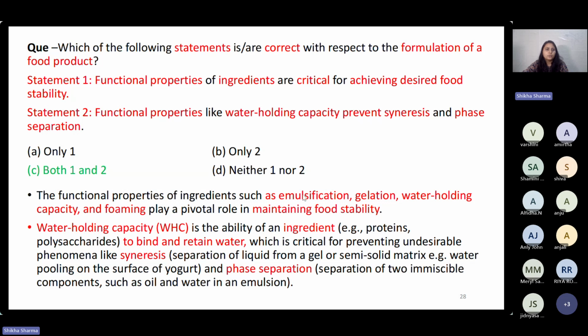Functional properties of the ingredients like emulsification, gelation, water holding capacity and foaming play a pivotal role in maintaining the food stability, because whatever food additives we are adding, like emulsifiers, gelation agents, stabilizers and foaming agents, they will try to maintain overall food stability, so statement 1 is correct.